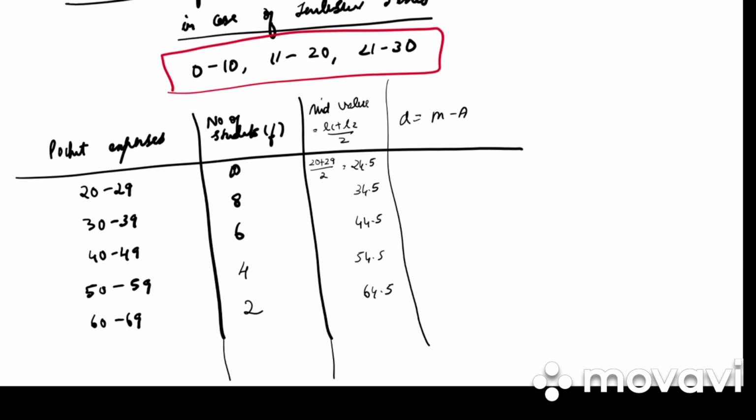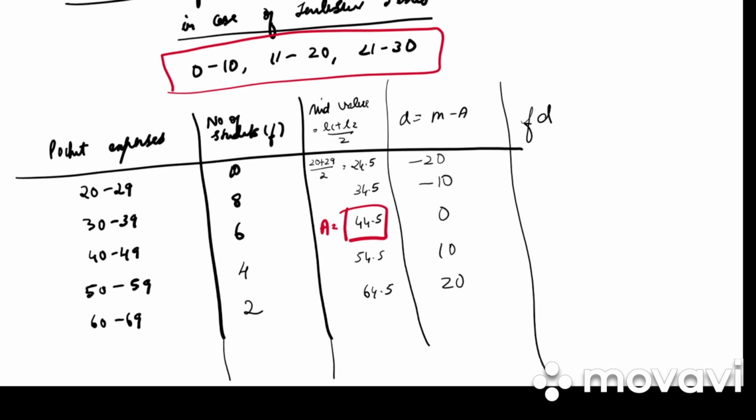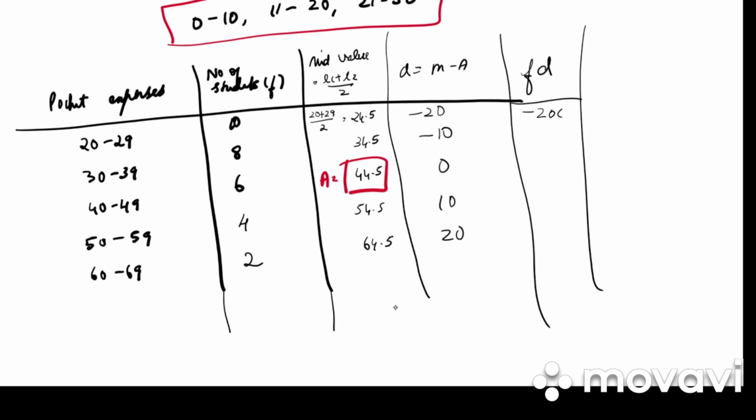Lowest value plus highest value divided by 2. So it is 64.5 plus 24.5 divided by 2. The assumed value will be 44.5. So what is D? M is 24.5 minus 44.5. We get minus 20, minus 10, 0, 10 and 20. And the last column will be F into D. So 10 into minus 20, minus 200, minus 80, 0, 40 and 40.